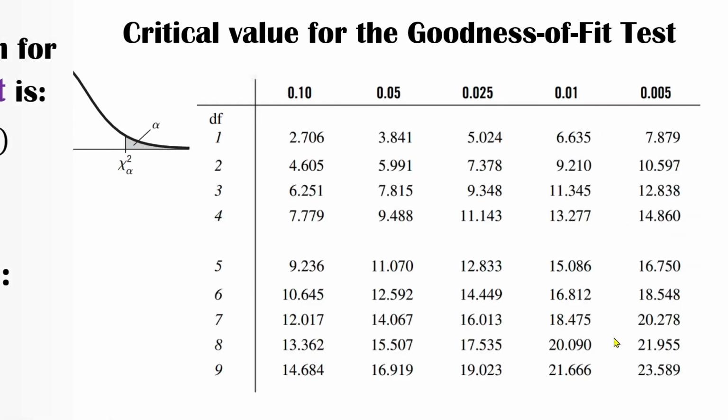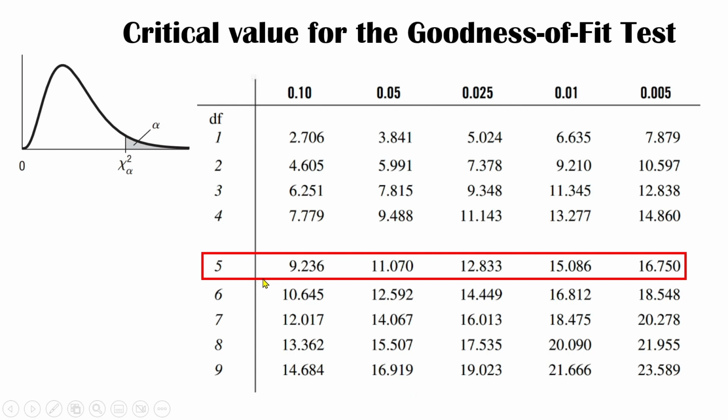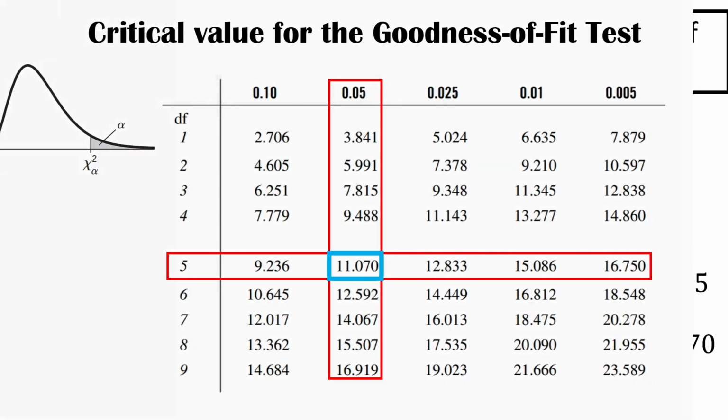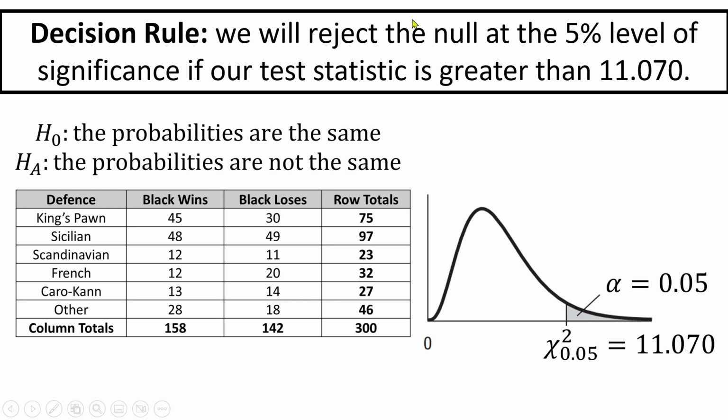Okay, having said that, let's just go on. So let's get to the critical value for the test. We're at 5 degrees of freedom. We want to conduct a 5% test. I guess that's what I specified in the question. And so the critical value is right here, 11.07. So we're going to use this now to set up our decision rule for the test. And it's simply this. We will reject the null hypothesis at the 5% level of significance if our test statistic is greater than that critical value.